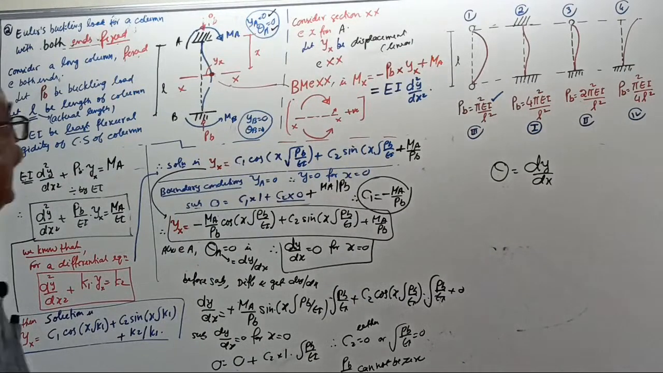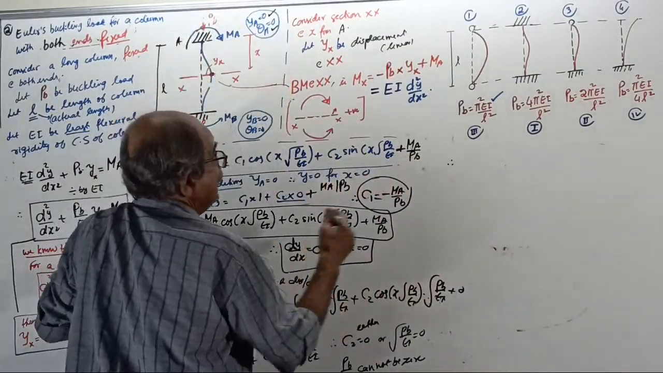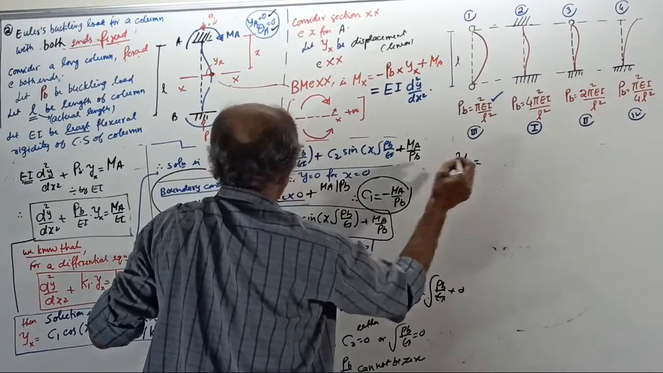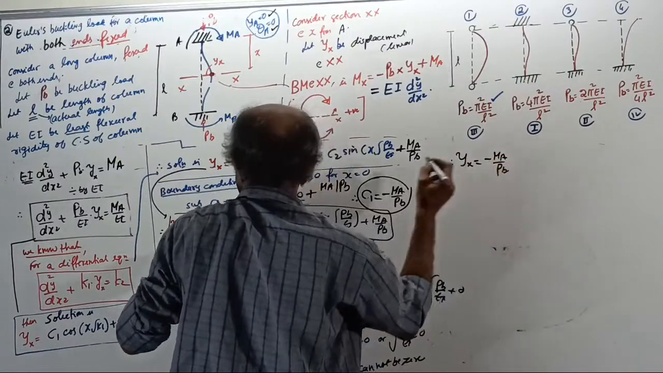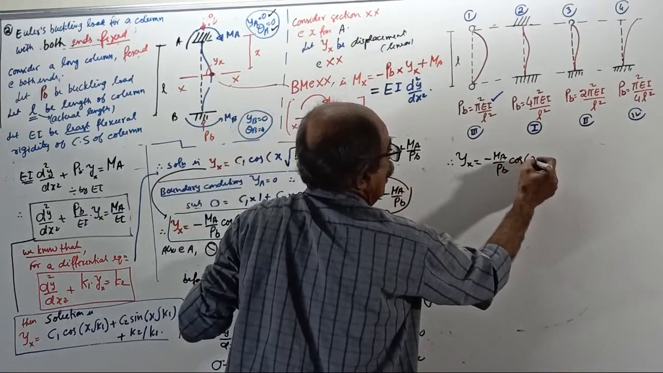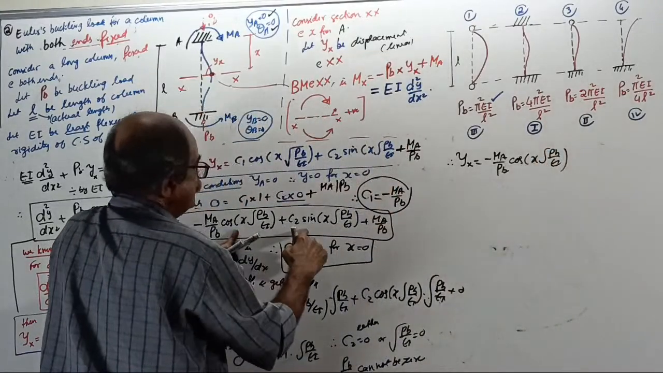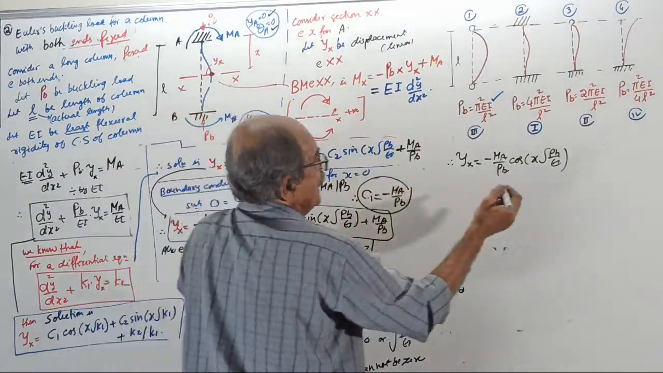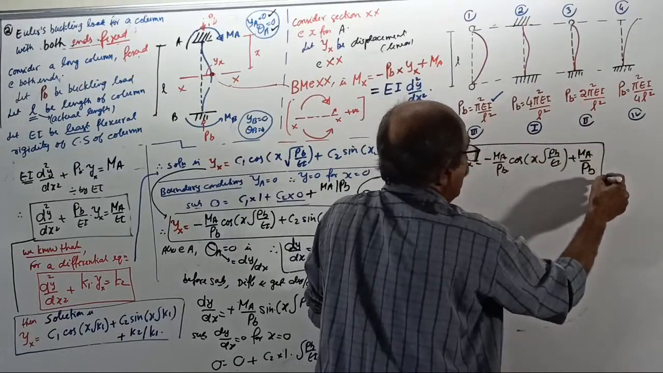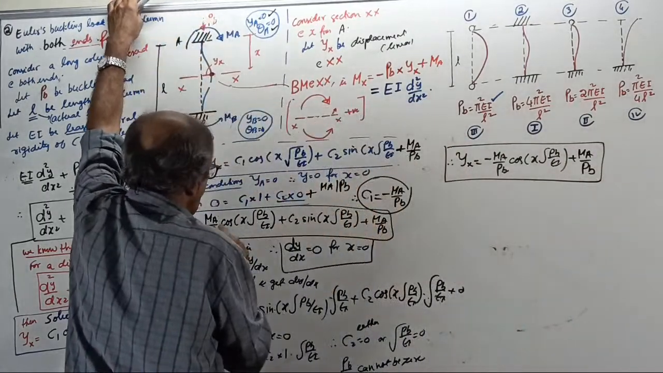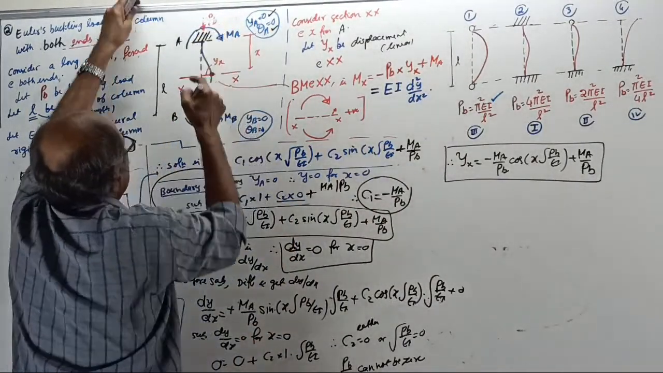Now, therefore, C2 becomes 0. Rewrite. Your Yx will now become minus MA by PB into cos of x root PB by EI, C1 is over, C2 is 0, skip this one, plus MA by PB. This is the further reduced form of Yx. I removed C2, so this is remaining.